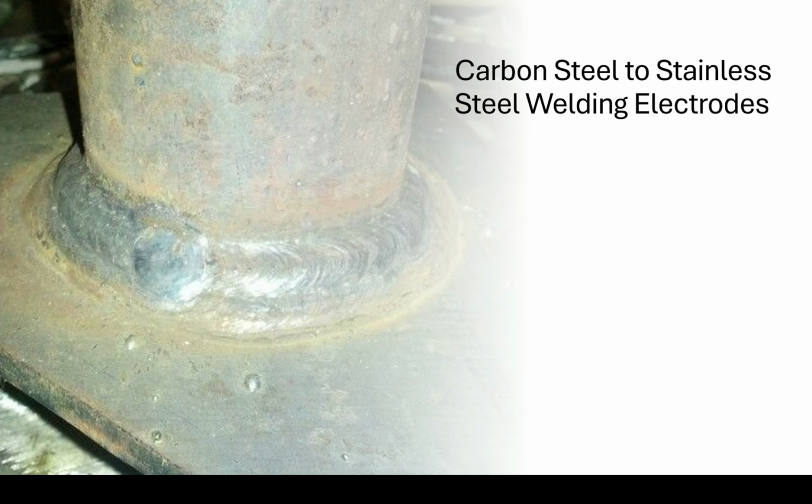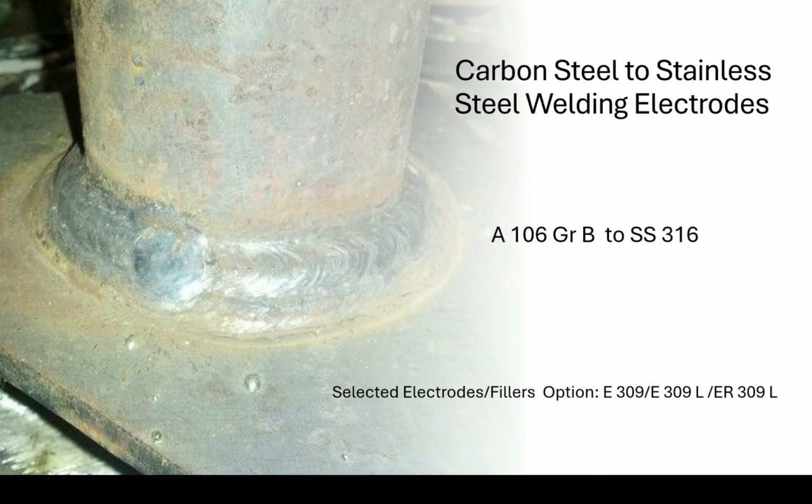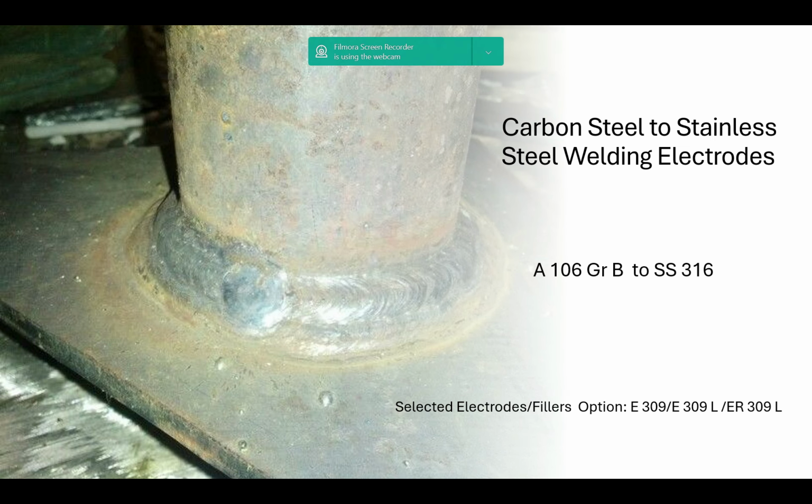Now, let's talk about the electrode at this point. So, how is this done? Our case is A106 grade B to SS316. The selected option I'm going to tell you later, but it is E309 or 309L, or ER309L. ER is actually filler rod. We use a diagram called the Schaeffler diagram. Very interesting.